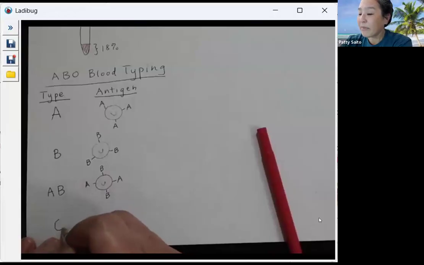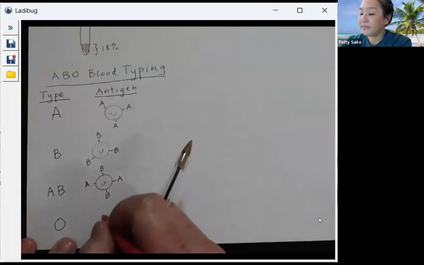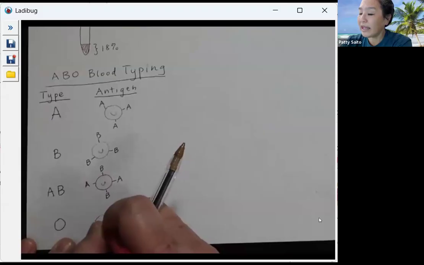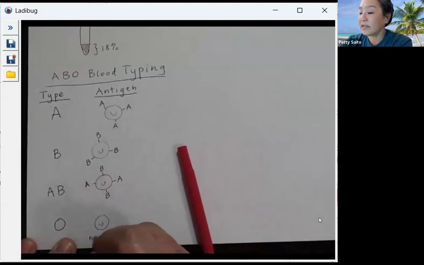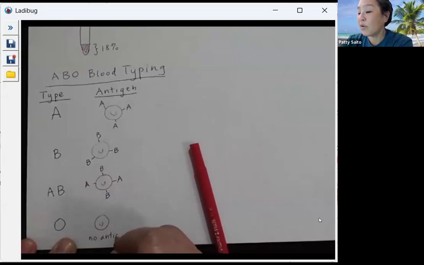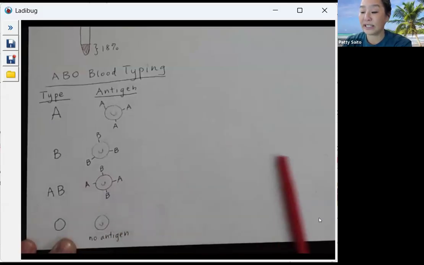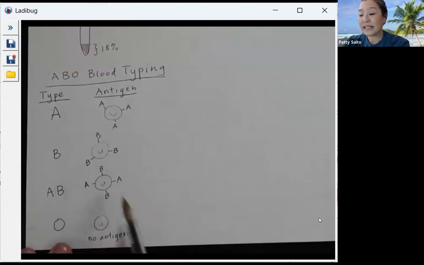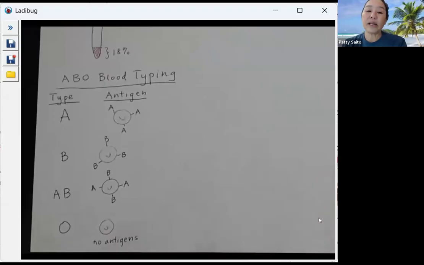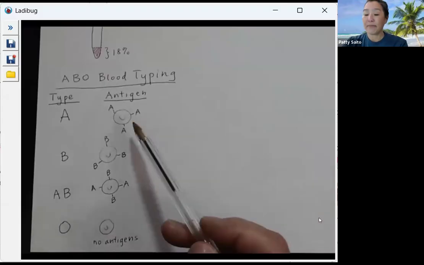And then the last type of blood is O type blood. O type blood, think zero. There are no antigens. No ABO antigens. No A or B antigens. All right. Does that make sense? Now let's take a look at what this means for individuals. So I am A-type blood.